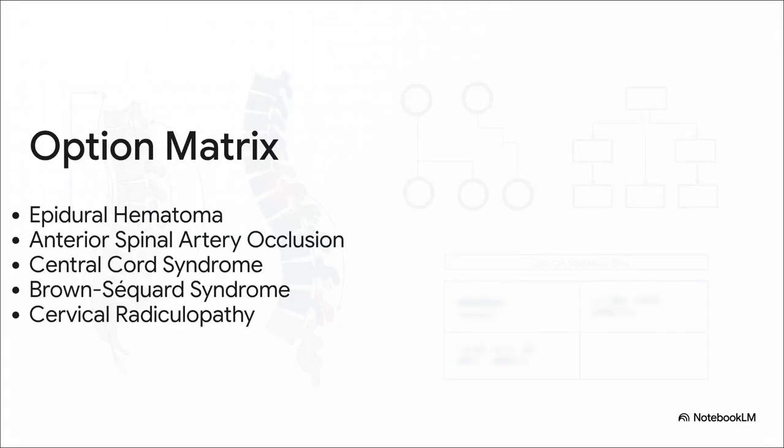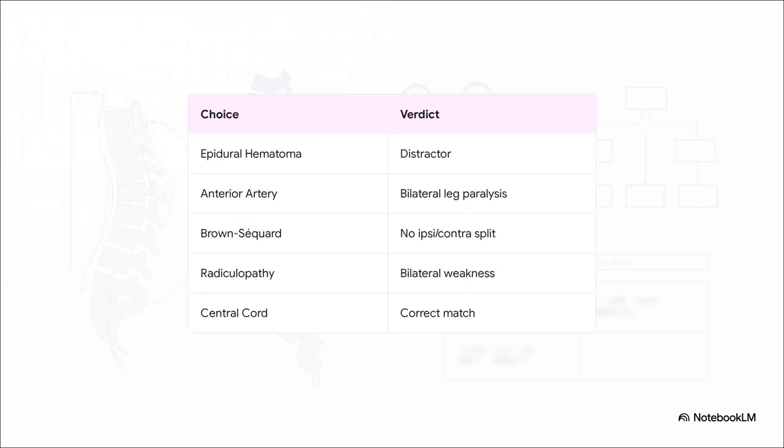And here is your option matrix, simulating actual, highly competitive exam conditions. We have epidural hematoma, anterior spinal artery occlusion, central cord syndrome, Brown-Séquard syndrome, and cervical radiculopathy. We need to analyze these 5 distinct choices by strictly applying the anatomical rules we just established in this explainer. Let's break them down. Let's execute the diagnostic verdict.